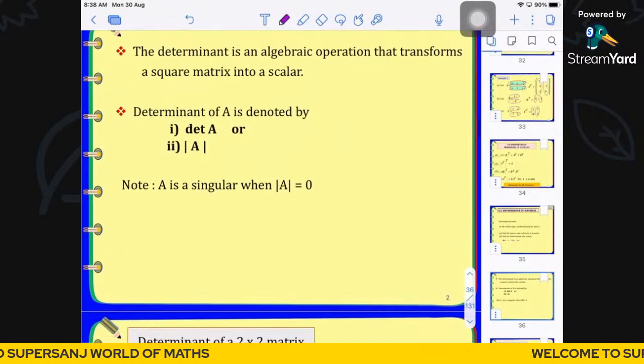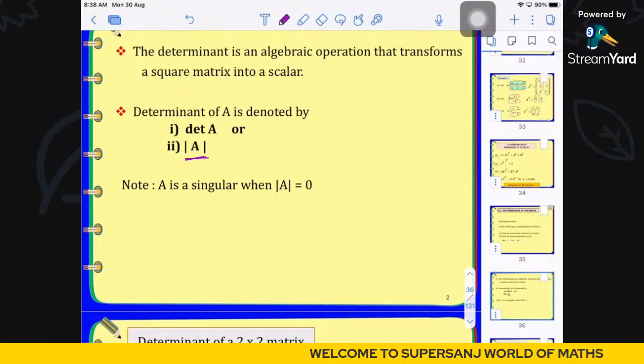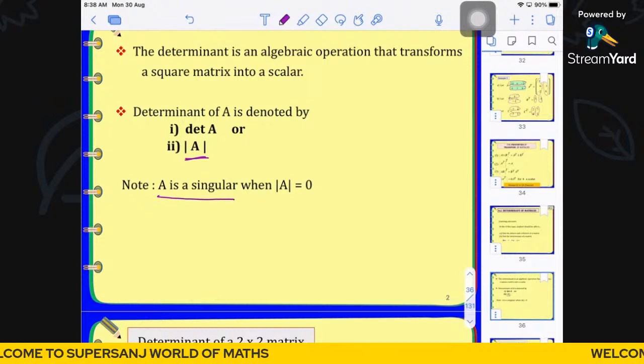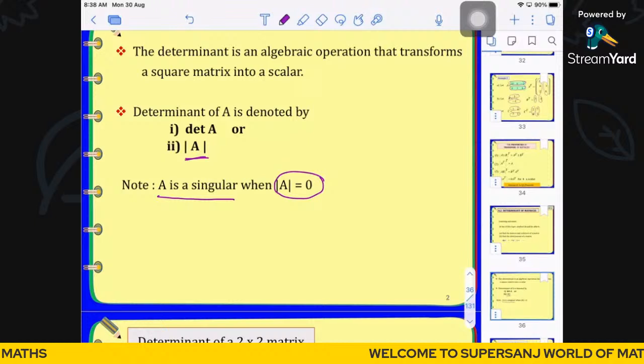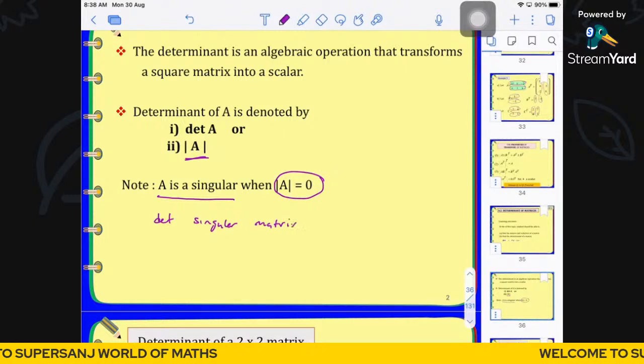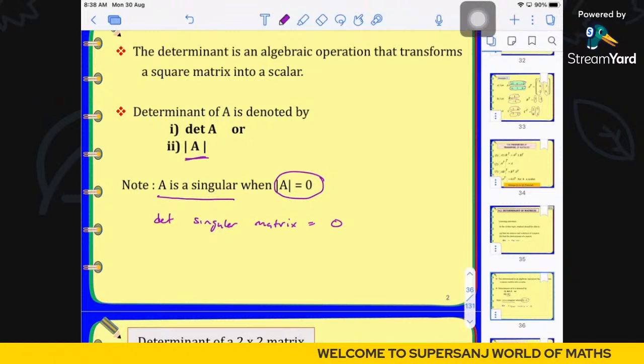So the symbol of determinant is modulus of A or det A. Now note over here, if A is a singular matrix, then the determinant is 0. So remember, determinant of a singular matrix equals 0. Very, very important. Determinant of any singular matrix equals 0 over there. Okay, so this is quite important.